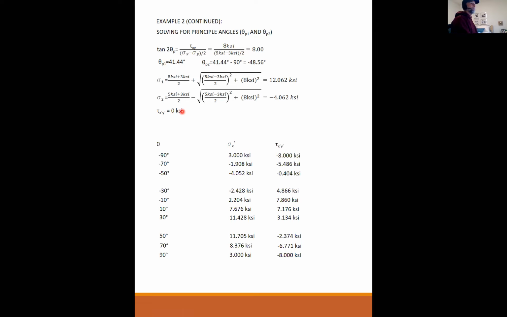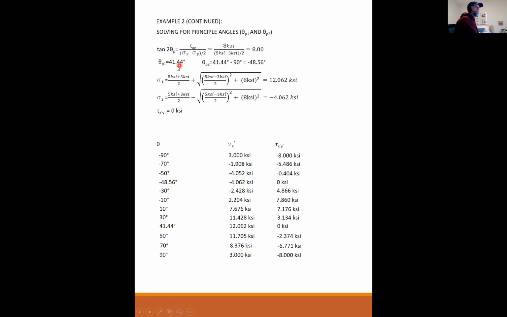So here's the cool part. These we found by going through the laborious equations and plugging and chugging at each one of these angles. But now I can pop in here, minus 48.56 is giving me my minimum principal stress of minus 4.062. That goes here, and my tau is equal to 0. So this is where that fits in. You kind of intuitively knew it was going to be in this area somewhere, but now we have an exact number and the exact minimum stress for sigma x prime.